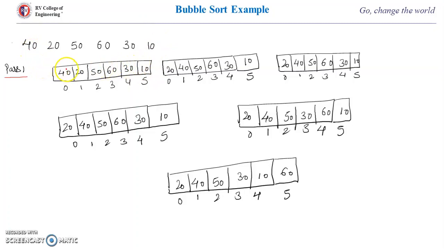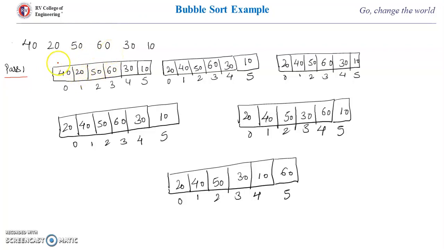So here 40 is the first element at index 0. 20 is the second element, 50 is the third, and then 60 is the fourth element, and so on, and this is the last element. Okay, so in pass 1 what do we do? Each time we compare array 0 with array 1, and then array 1 with array 2. So the adjacent elements are compared.